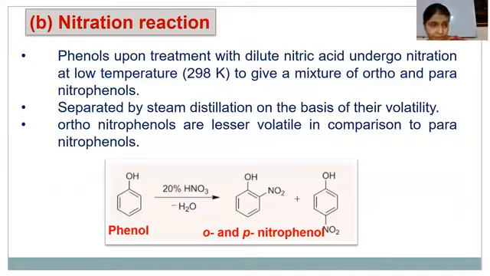Next reaction is nitration reaction. Nitration reaction is the reaction of phenol with the nitrating mixture, concentrated sulfuric acid and concentrated nitric acid. Phenols upon treatment with dilute nitric acid undergo nitration at lower temperature and give a mixture of ortho and para nitrophenols. The mixture of ortho and para nitrophenols is separated by steam distillation on the basis of their volatility. In orthonitrophenol, intramolecular hydrogen bonding is possible, while in paranitrophenol only intermolecular hydrogen bonding is possible, so orthonitrophenol is more volatile.